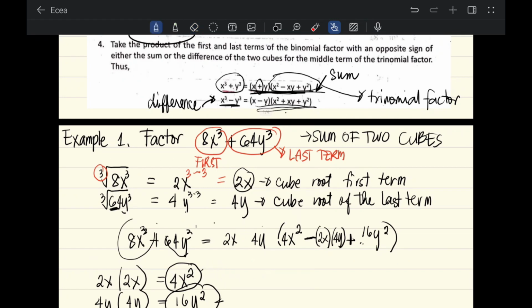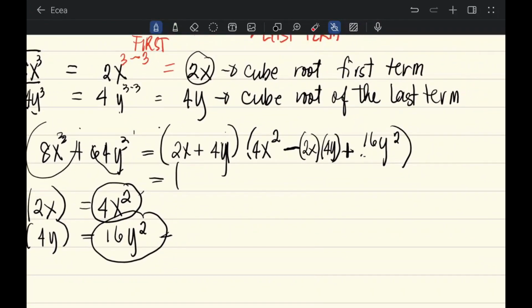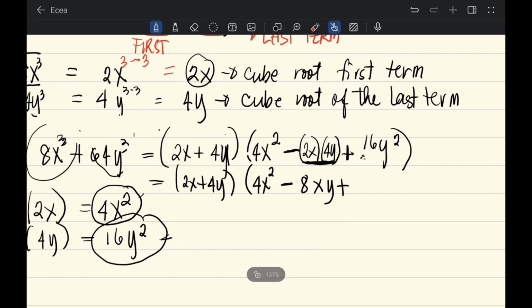Okay. 2x plus 4y. Again, copy. So that is 2x plus 4y times 4x squared. Copy lang. And we multiply this one. 2, you copy the sign. 2 times 4, that is 8. X times y, that is xy. Plus you copy also the last term, 16y squared. And after that, this is our final answer.